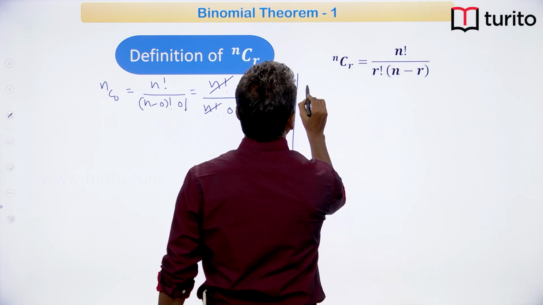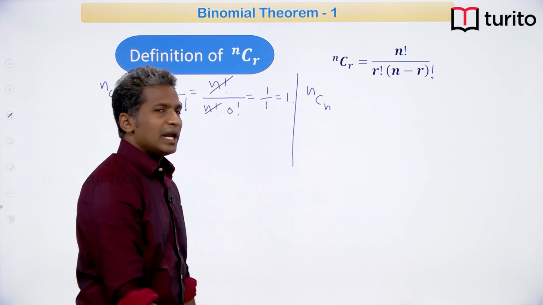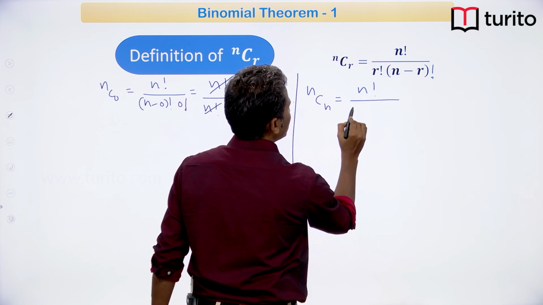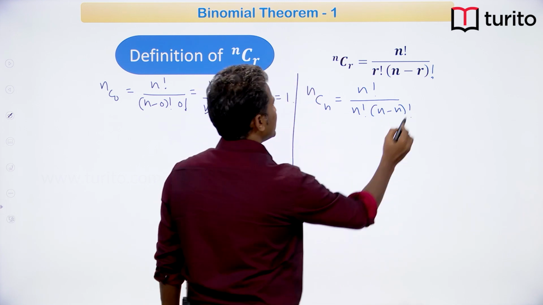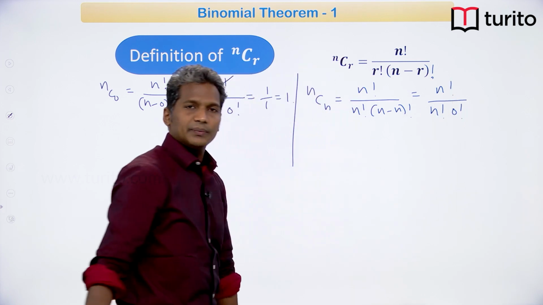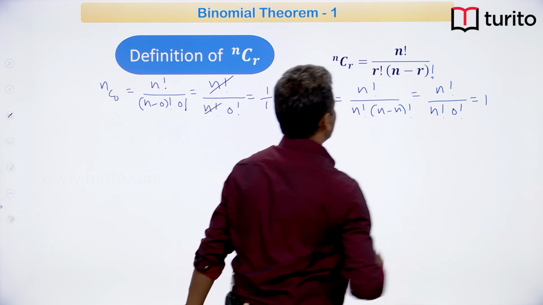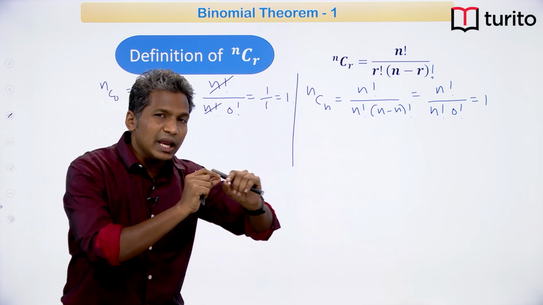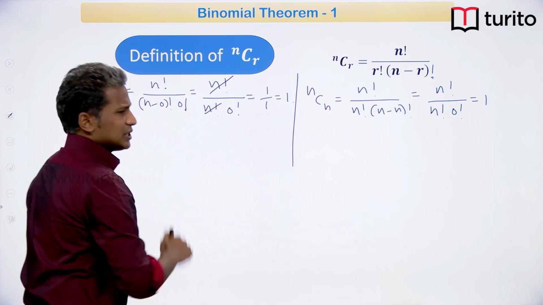Let us look at nCn. So nCn is going to be n factorial divided by n factorial into n minus n factorial, which is going to give us n factorial by n factorial into 0 factorial. Now again this is going to give us 1. So we have understood that nC0 and nCn are basically 1s, which are the extreme cases in the Pascal's triangle.